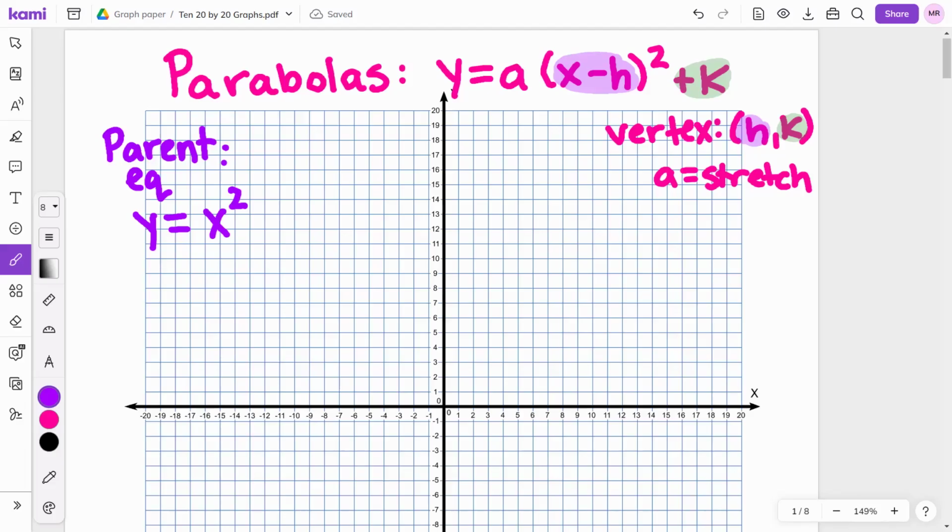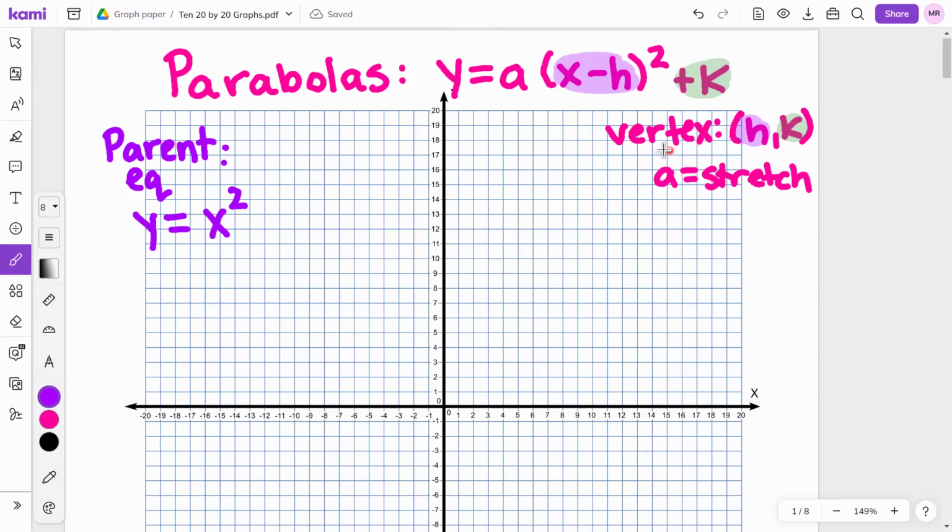So this video is going to be on graphing parabolas. And the general equation, or the nice graphing form or vertex form of a parabola, is y equals a, where a is your stretch, times the quantity x minus h squared, where this is going to do the left-right movement, and then plus k, which is going to be the up-down movement.